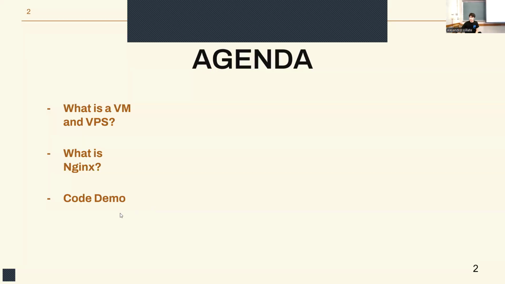So the agenda for today is pretty straightforward. First off, what is a VM, or virtual machine, and what is a VPS? Stands for virtual private server. Then I'm going to talk a little bit about what Nginx is conceptually, without getting too into the weeds of it. And then the rest of the workshop will just be a follow-along coding demo.